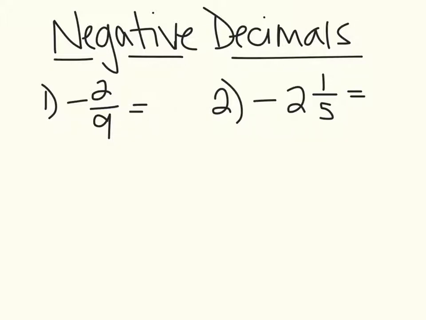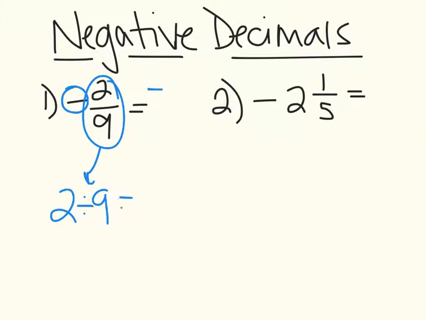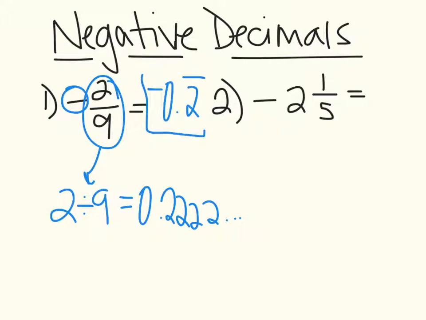So we see that we have a negative sign in front of the 2/9, so we want to put a negative sign in our answer, and we're going to now take our 2/9 and divide it on our calculator. So if we take 2 divided by 9 on our calculator, we get 0.2222 and so on. So my answer would then be negative 0.2 repeating. We want to make sure that we have that negative sign in front, or else our answer is going to be wrong.